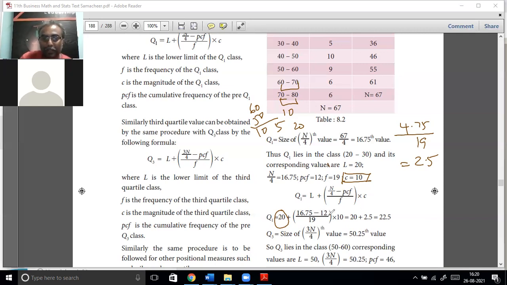16.75 minus 12 is 4.75. 4.75 by 19 is 2.5. So 20 plus 2.5 is 22.5. Okay, this is quartile 1. Then we are asked for the upper quartile. Upper quartile means quartile 3.